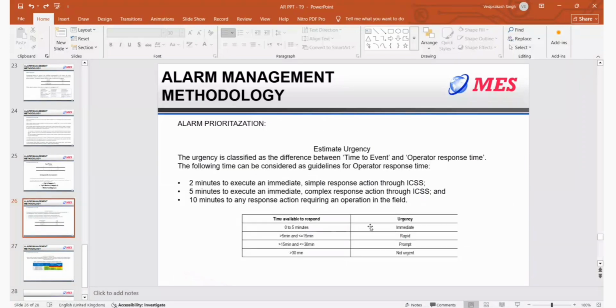After that, we are going to see the urgency time. 0 to 5 minutes, what Guru was saying, is immediate action. 5 to 15 is rapid.